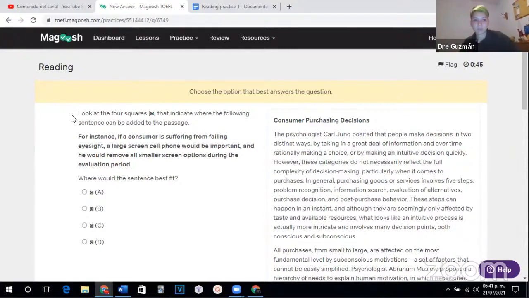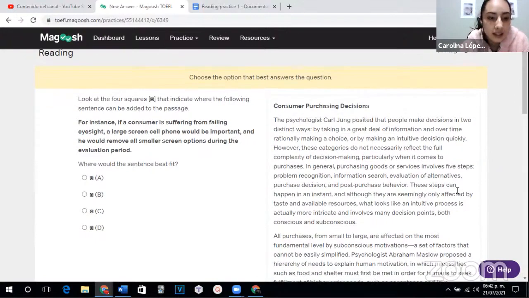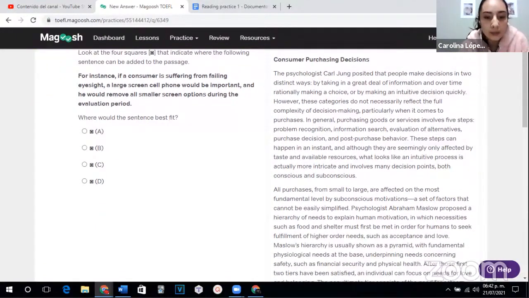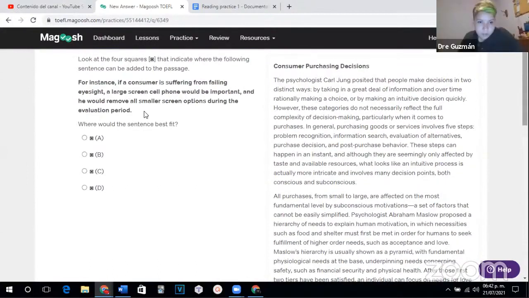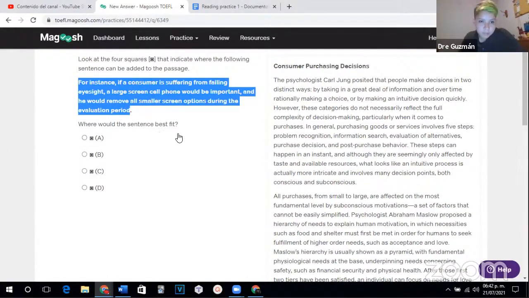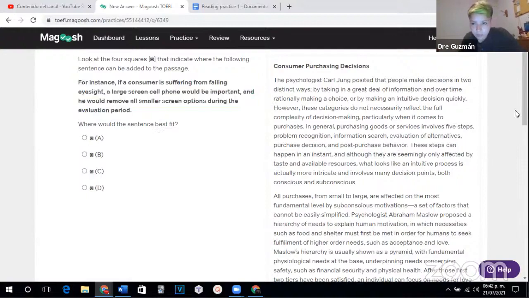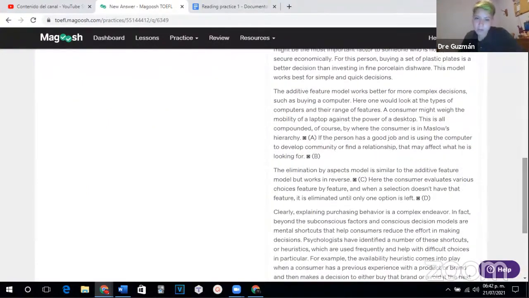Okay. Look at the 4 squares that indicate where the following sentence can be added to the passage. For instance, Mary suffering from failing eyesight. A large screen cell phone will be important, and he would remove all smaller screen options during the evaluation period. Where will the sentence best fit? All right, so that's our sentence, and we're going to see dónde están los puntitos. A ver, how can we see this at the same time? Yeah, está muy abajo. Yeah. Okay, but here are our 4 places.